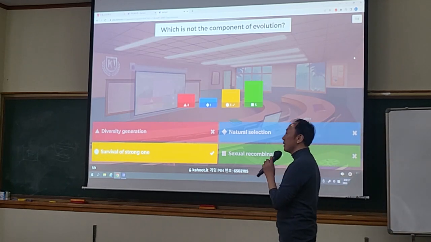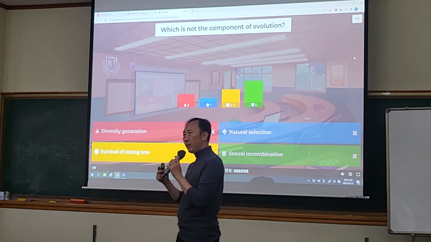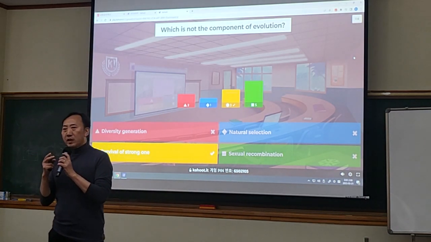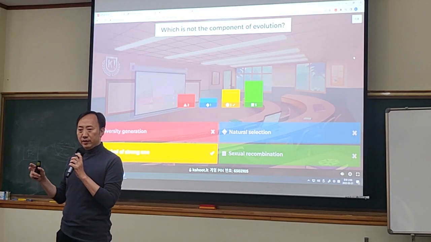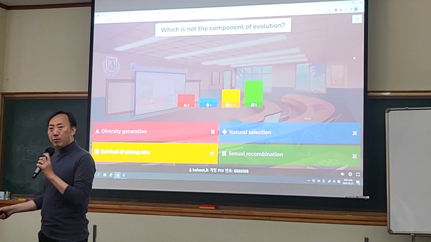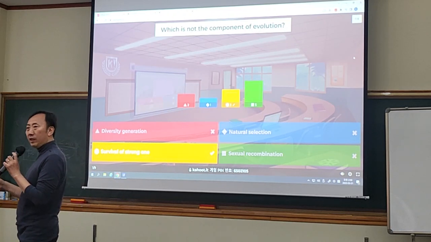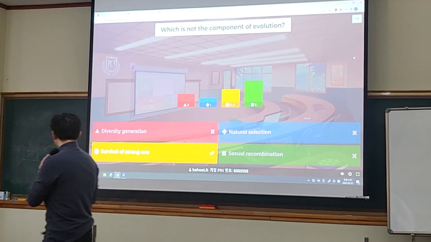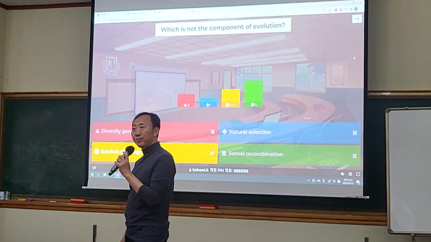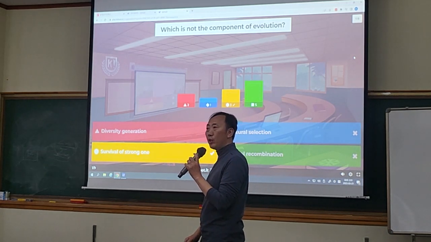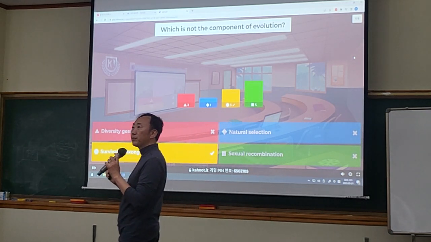Okay, evolution is composed of basically two basic components. If you make exactly the same copy for our offspring, then once we have the same problem, there is very little chance we can survive. The first component is diversity generation. The second component is natural selection. Right? These two are the main components.